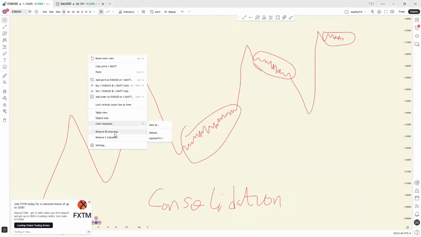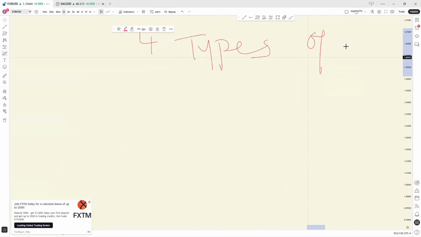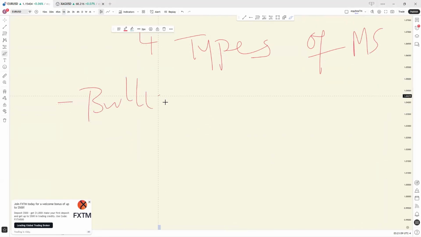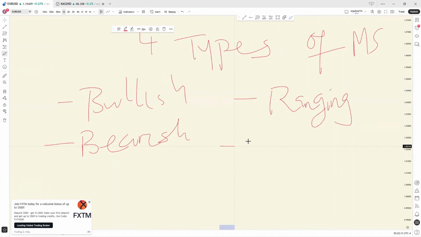So in summary, I said there are four types of market structure, MS. Number one, bullish market structure. Bearish. Then there is ranging market structure. And then there is consolidation. So there are four types.